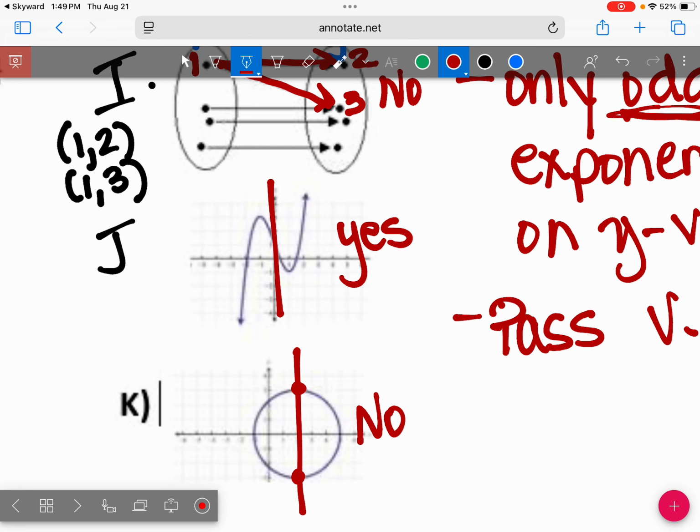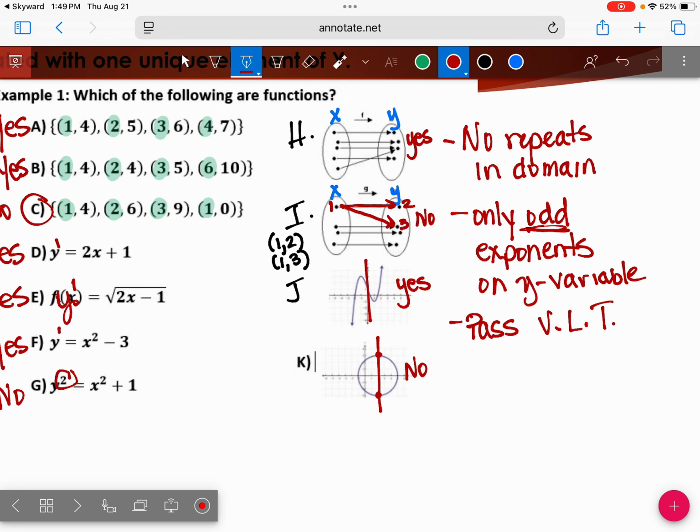All right, so that's the first piece of 2.1. Looking at and determining if it's a function. I don't know if your quiz is going to have ordered pairs. It can have graphs. It can have equations. It can have maps. It can have one of each. Any questions about how to look at that and determine if it's a yes or a no?